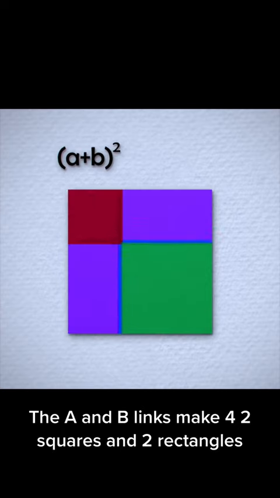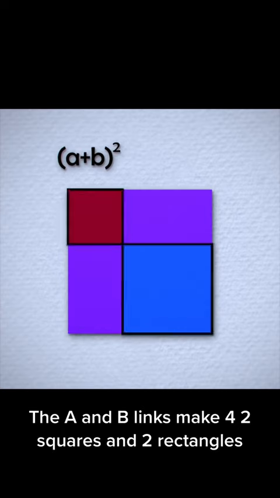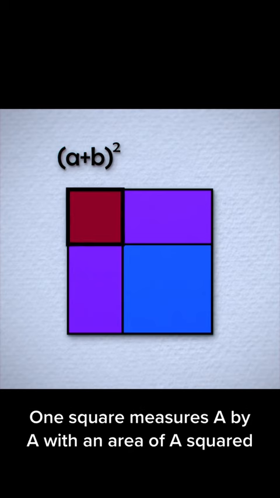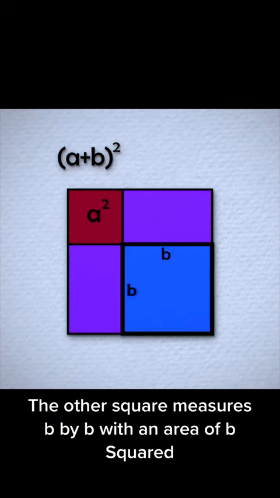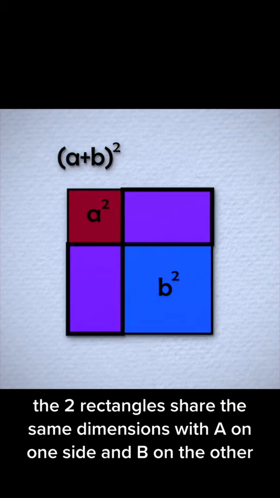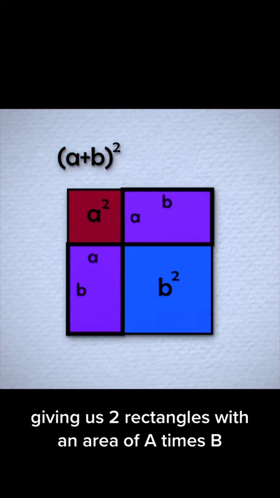The A and B lengths make 4 sections, 2 squares and 2 rectangles. One square measures A by A with an area of A². The other square measures B by B with an area of B². The 2 rectangles share the same dimensions with A on one side and B on the other, giving us 2 rectangles with an area of A times B.